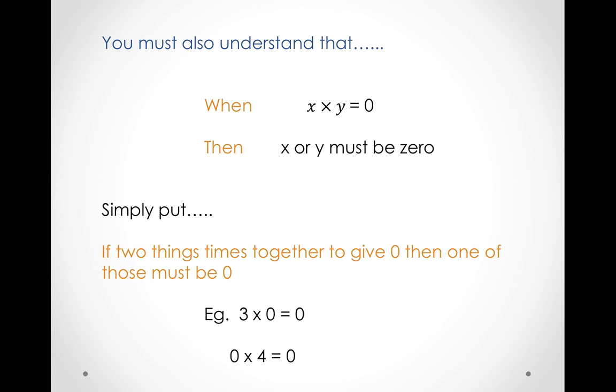Alright, second skill we've got to understand. It's simply that when you times any two terms together and it equals 0, such as x times y equals 0, then one of those terms must be 0. In this case, if x times y equals 0, then x or y must be 0. Simply put, if two things times together to give 0, then one of them must be 0. E.g., 3 times 0 will equal 0, or 0 times 4 will equal 0. Keep this in mind.